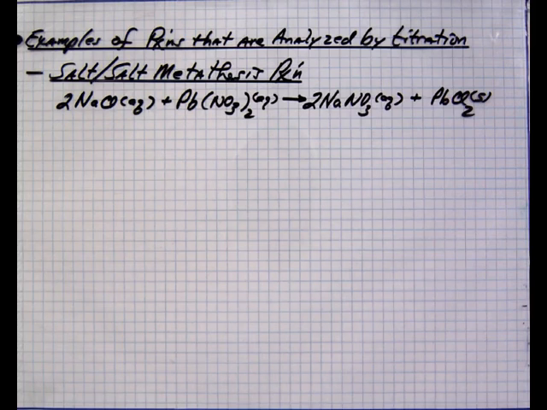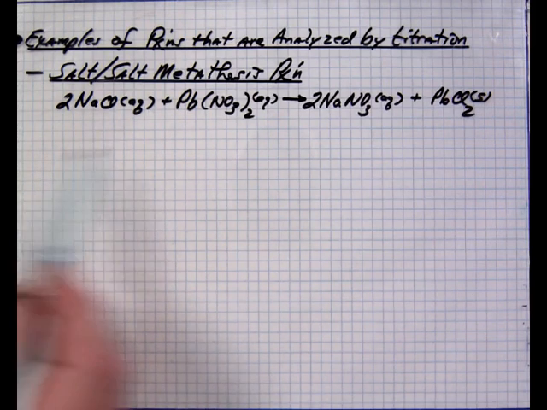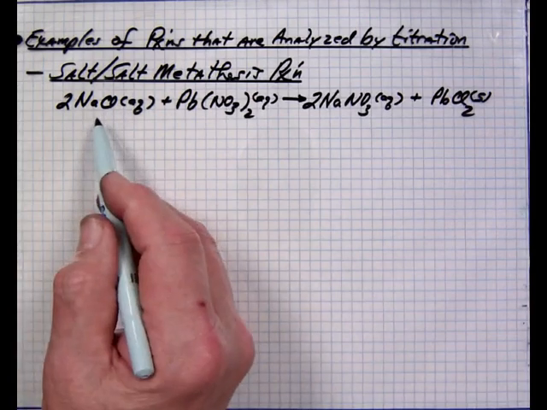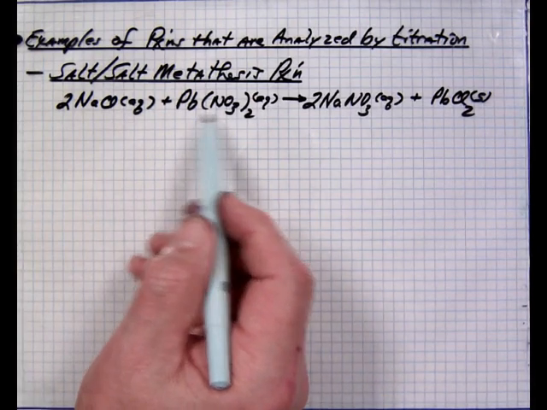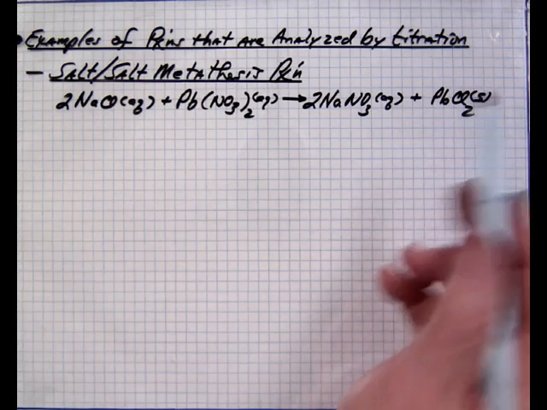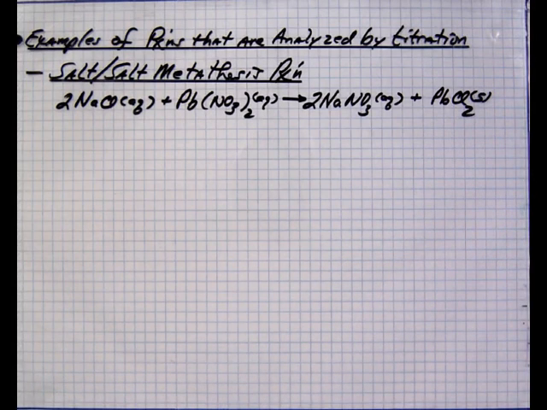So if you were interested in determining the quantity of chloride or lead nitrate needed to initiate a precipitation, you could titrate sodium chloride into lead nitrate solution, and when the appearance of the solid occurs, then you would stop and calculate the appropriate concentrations.